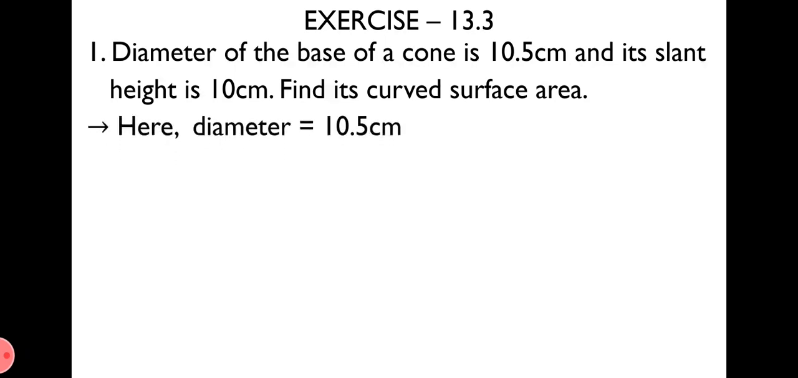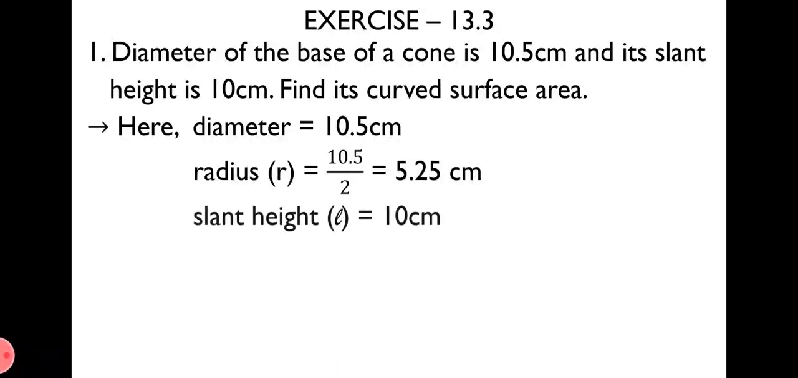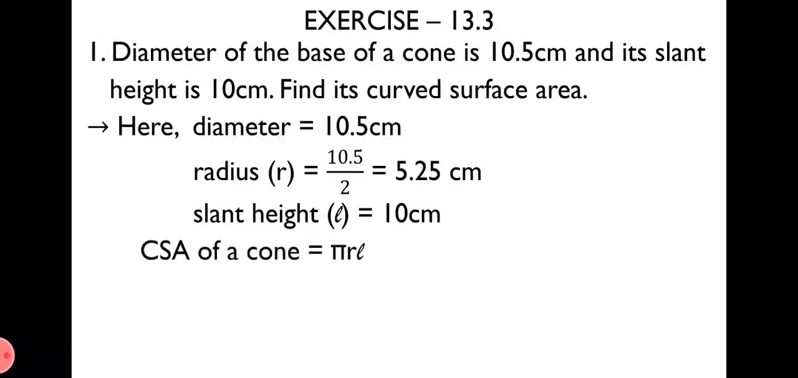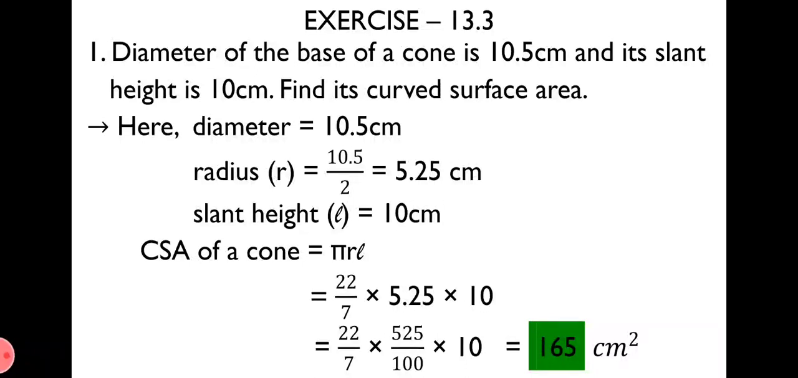Here diameter is equal to 10.5 centimeter, therefore radius r equal to 10.5 upon 2, that is equal to 5.25 centimeter, because radius is always half of the diameter of a circle. Also slant height L is given as 10 centimeter. Therefore curved surface area of a cone, that is CSA of a cone, equal to pi r L. Inserting the values we get 22 upon 7 into 5.25 into 10. Solving further we get 22 upon 7 into 525 upon 100 into 10.